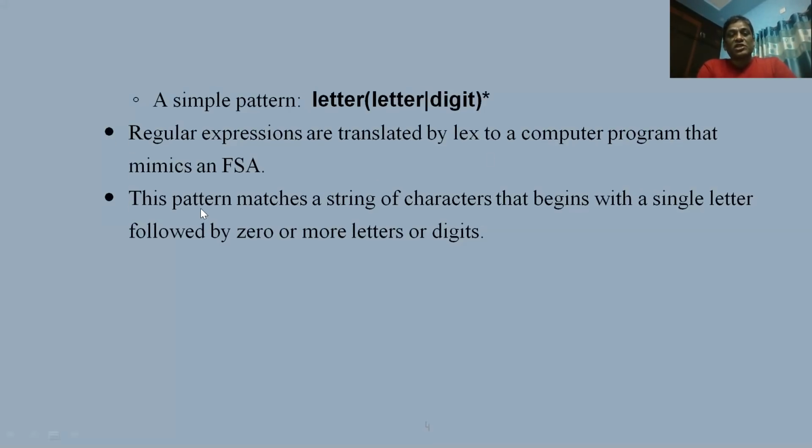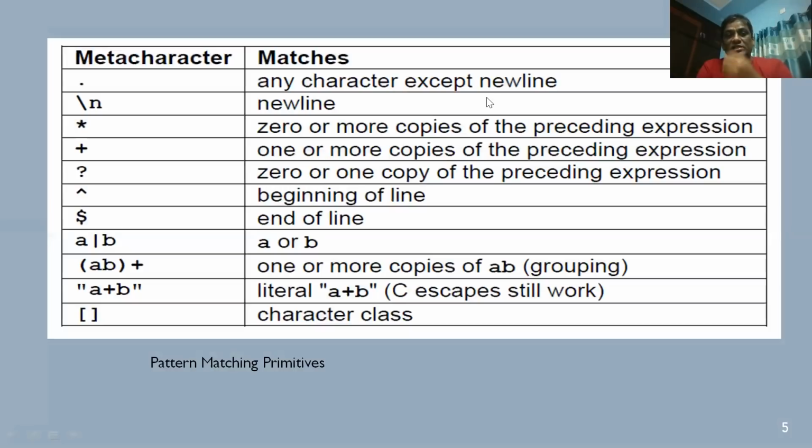Okay, so this pattern matches a string of characters that begins with a single letter followed by zero or more letters or digits, and you need to specify all those patterns of the programming language in the form of regular expressions. And we supply these regular expressions to the Lex tool, and finally it produces a C program which can recognize all those tokens that match this pattern. Okay, so that is what Lex is.